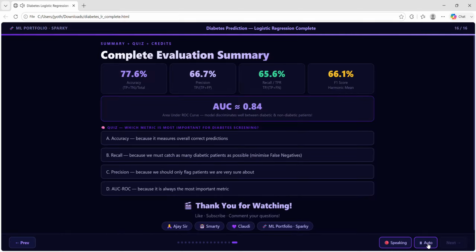Final slide. Let us summarize all our evaluation metrics. Accuracy 77.6%, precision 66.7%, recall 65.6%, F1 score 66.1%, AUC ROC approximately 0.84. The AUC of 0.84 tells us our model is a good classifier even though accuracy and F1 are moderate.